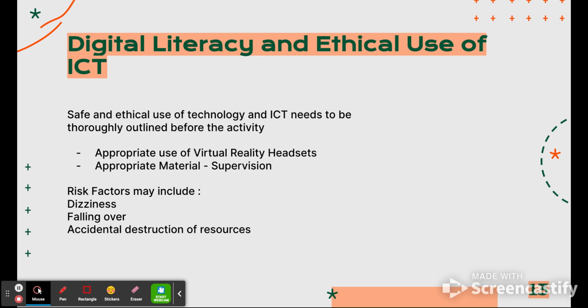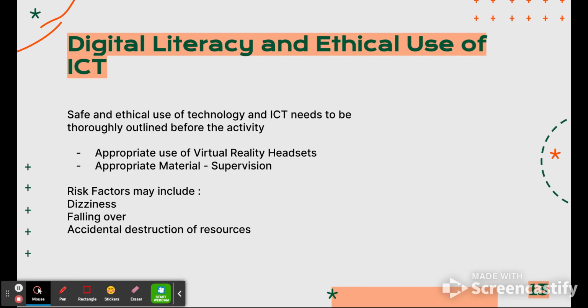Students would need to be aware about digital literacy and the ethical use of ICT. They should only have access to the material required, which would be Google Earth VR, and they would actually need to know how to use the headset safely and properly.